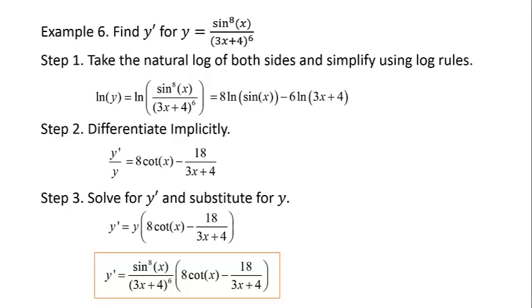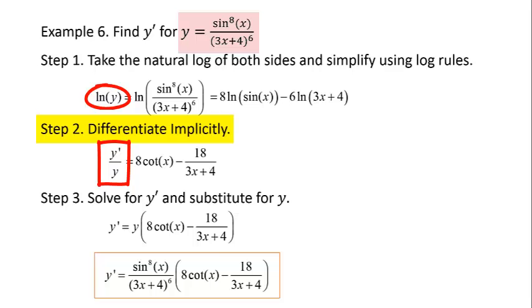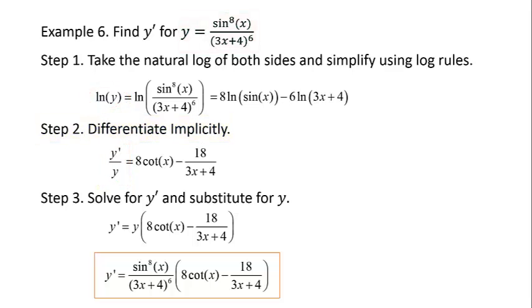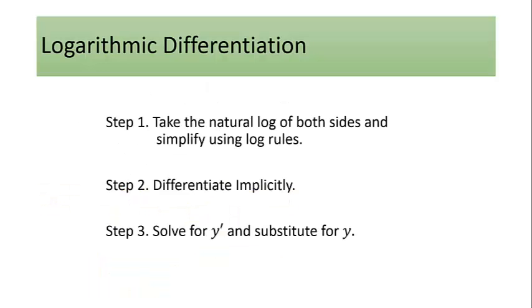Let's review our 3 steps. First, we took the natural log of both sides and simplified using log rules. This broke our complicated function into simple pieces. Then, we differentiated implicitly. Remember that since y is a function of x, the derivative of the natural log of y is y prime divided by y. Finally, we solved for y prime and substituted for y. Here are the 3 steps one more time. Take the natural log of both sides and simplify using log rules. Differentiate implicitly, solve for y prime, and substitute for y.